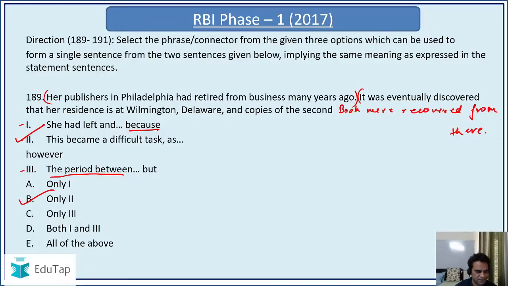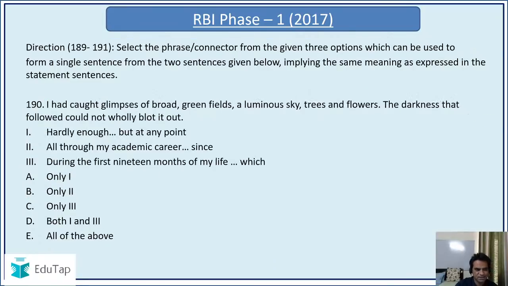Very well done, guys. Now these are some questions that look very scary, but they are quite easy if you practice enough, guys. All right, guys. Let's go to the next question. I had caught glimpses of broad green fields, a luminous sky, trees and flowers. The darkness that followed could not wholly blot it out.